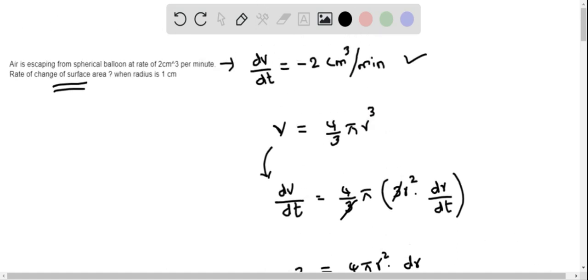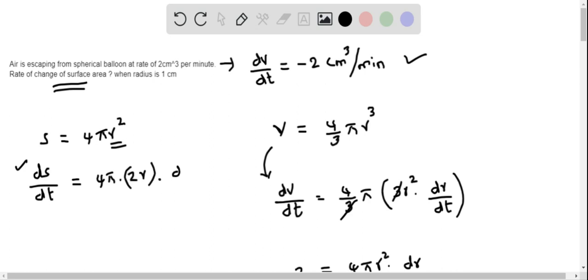And using this, we will find the rate of change of surface area. Here I write the formula for the surface area, that is 4πr². I differentiate both sides with respect to time. So this is dS/dt, and basically this represents the rate of change of surface area. This equals 4π times the derivative of r² with respect to time. First we apply the power rule, and we get 2r, and then applying the chain rule, we write down dr/dt.